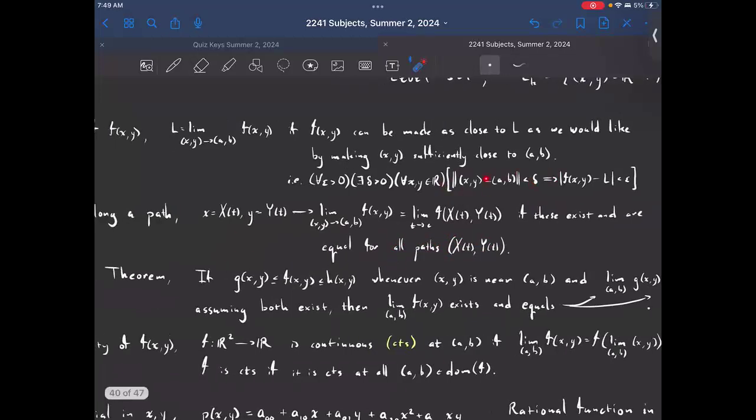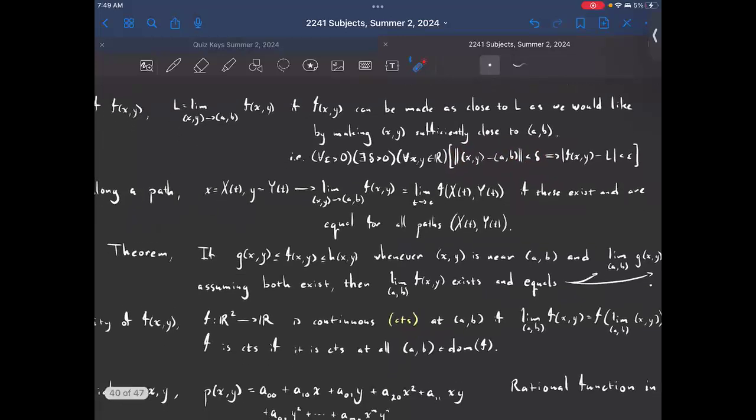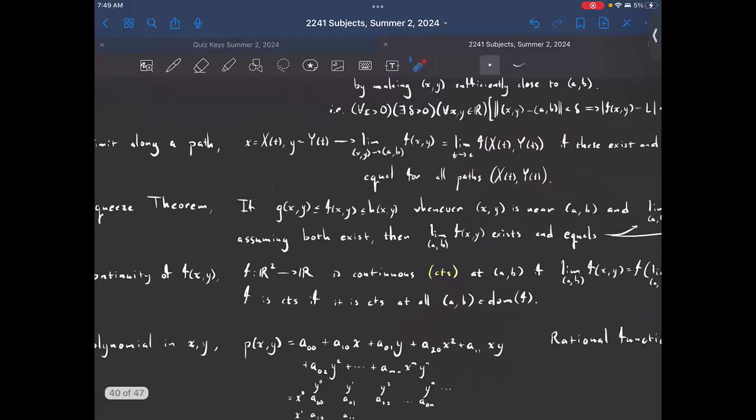This is a little bit more general because it covers every possible direction all at once, but it's harder to write down formally, or to write down when you're actually doing these. Okay. So typically we will use limits along paths to show that limits do not exist.